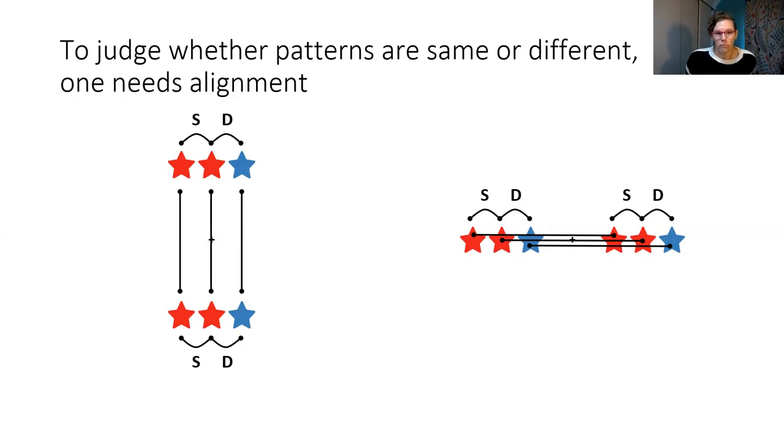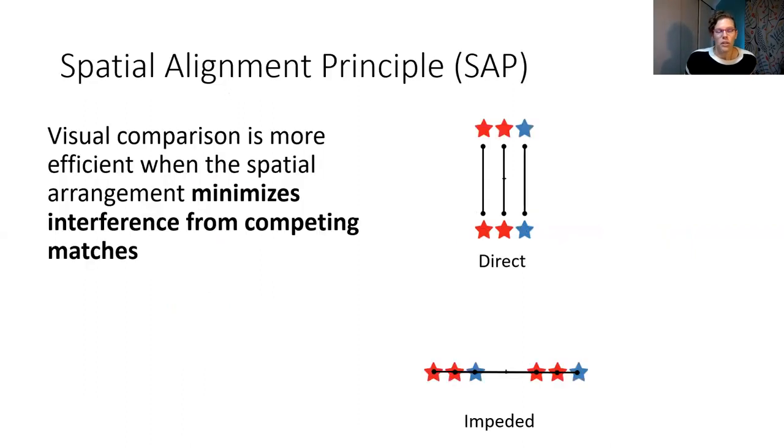And so this is an example of the spatial alignment principle. The spatial alignment principle is that visual comparison should be more efficient when the spatial arrangement minimizes interference from competing matches. Like I was discussing, in this layout you're not getting a lot of competition from other matches for the correct correspondences, but in this one, impeding matches are.